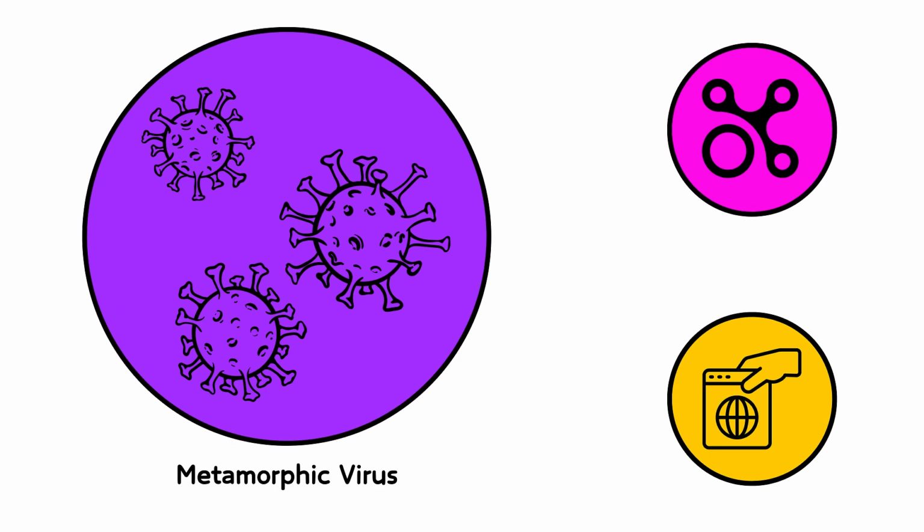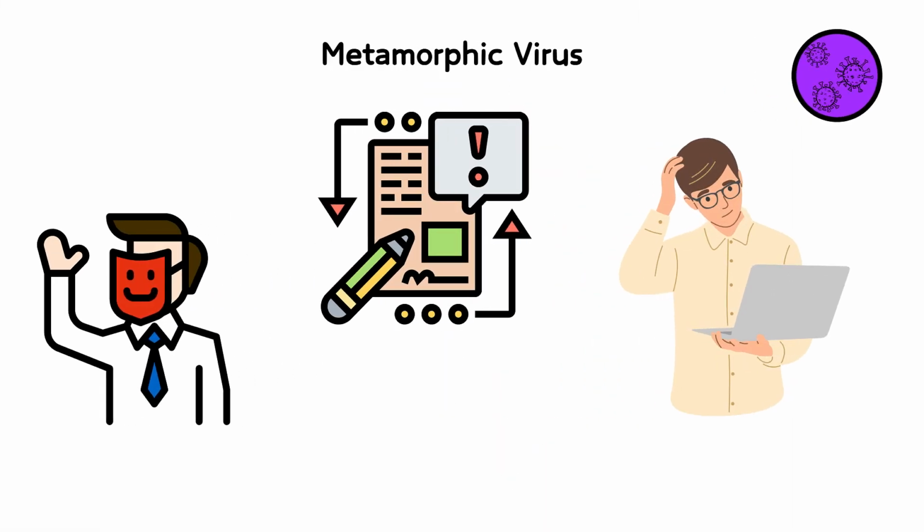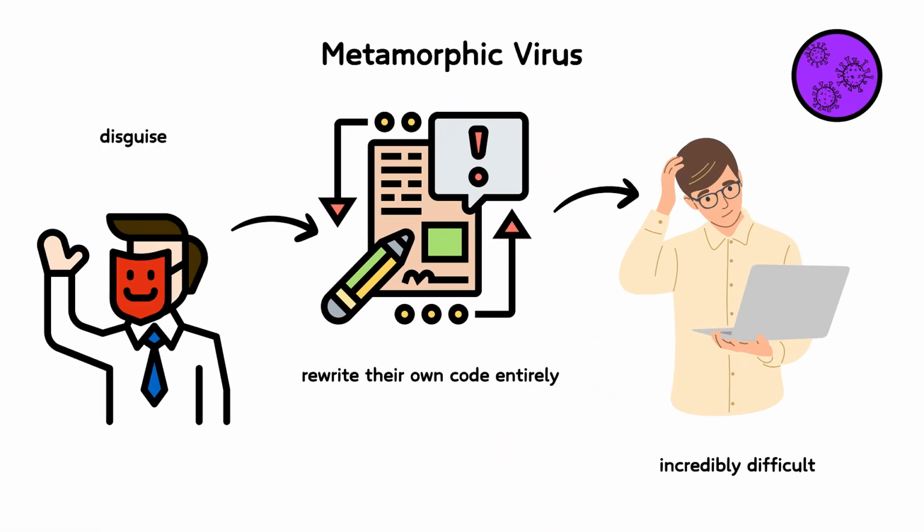Metamorphic Virus. Metamorphic viruses take the concept of disguise to the next level. Unlike polymorphic viruses that change some parts of their code, metamorphic viruses rewrite their own code entirely when they move to a new system. This means they effectively become a new virus each time they infect a new machine, making detection incredibly difficult. They can mimic non-malicious files so well that they blend in seamlessly, bypassing many conventional security measures.